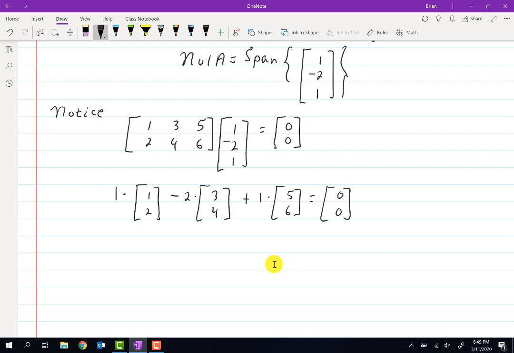Just to convince you that's true, let's take a look at our numbers. Well, look, the first coordinate will be 1 minus 6 plus 5, that is indeed 0. And then we have 2 minus 8, that's negative 6, plus 6 equals 0. But you can see that the 1, negative 2, 1 shows up right here in the coefficients.